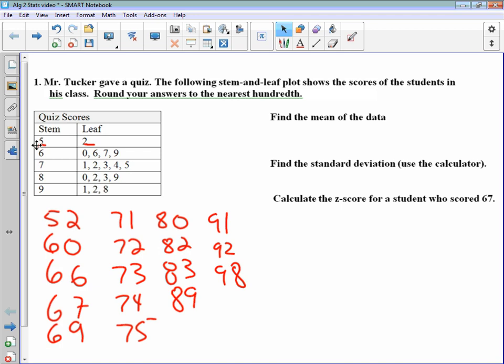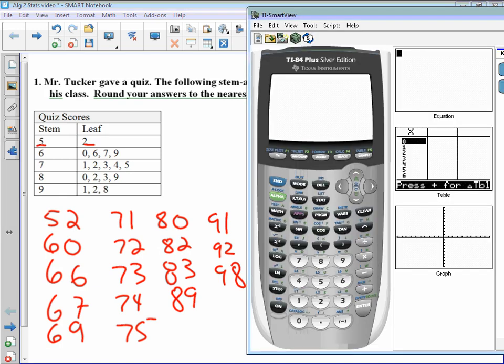Now, the way we find the mean is we add them all up and divide by the number of scores. But the second part says find the standard deviation using the calculator. So if we're going to use the standard deviation, let's go the whole way and do the whole thing in the calculator. You would pull up your TI-84 and click on the stat button, then select edit, and we put the data in.